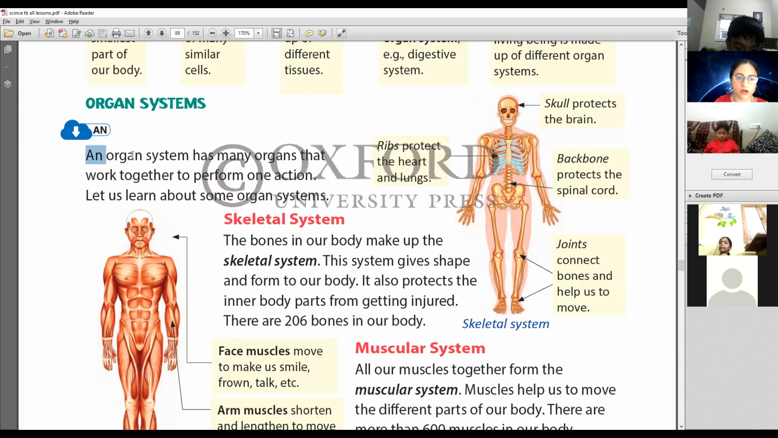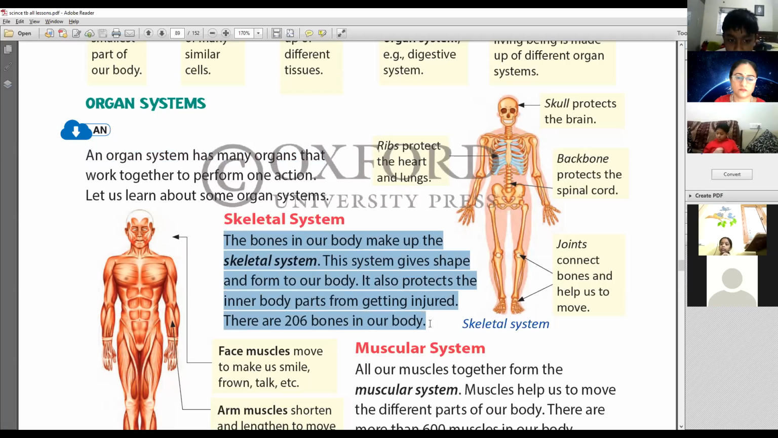An organ system. An organ system has many organs that work together to perform one action. Let us learn about some organ systems. I'll give a chance for each kid to read about one particular organ system. Okay, Sriram, read about the skeletal system.